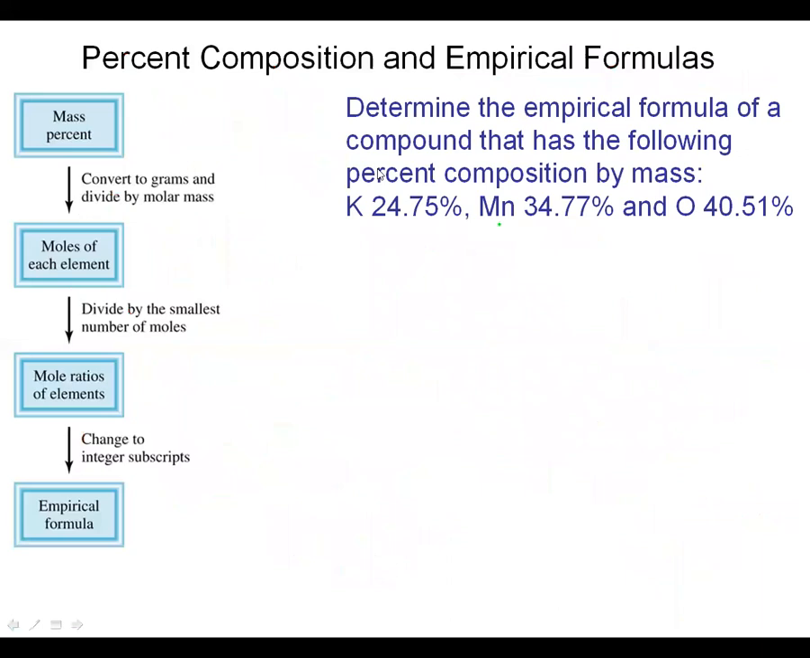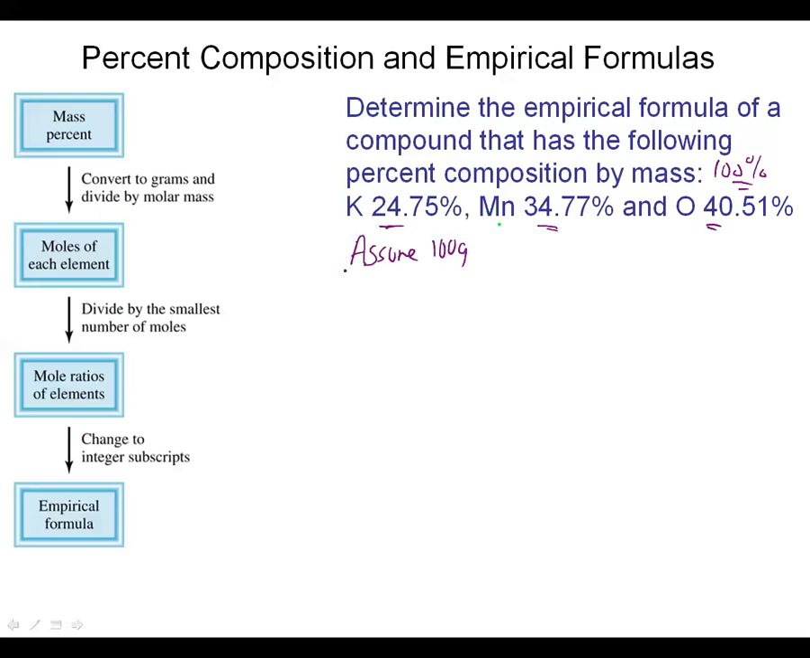So the first thing we want to do is just take a quick look at our percentages here. And when we look at our percentages, they pretty much add up to 100%. And that's good to look at to make sure you're not missing anything in terms of elements or anything like that. So since they do add up to 100%, we essentially can assume here that we have 100 grams.